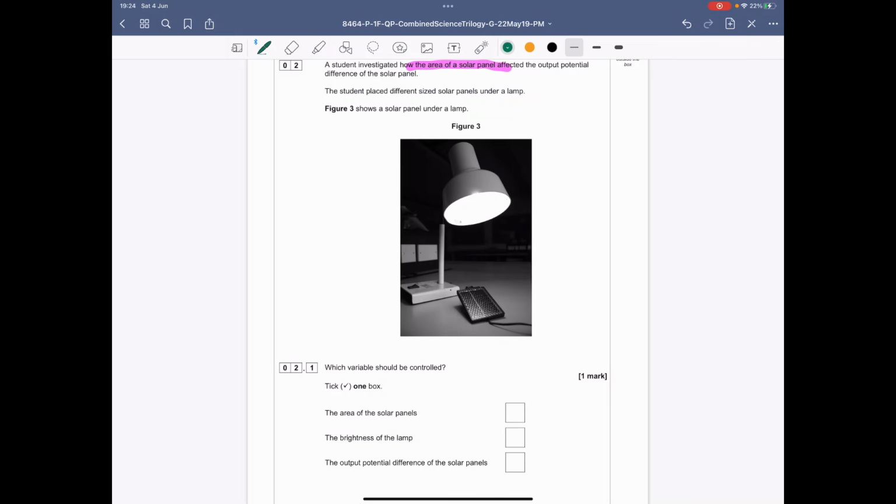So what is going to be their control variables, which they keep the same? So the area of the solar panels, that is the independent variable, as we just said. The brightness of the lamp, well, that would be quite important. It's not the bottom one, because that is the dependent variable. That's what they're measuring. So it would be the brightness of the lamp is what they should keep the same.